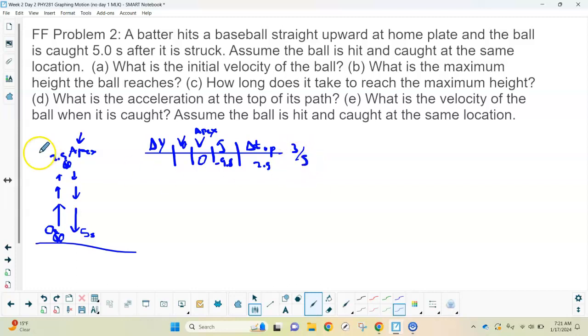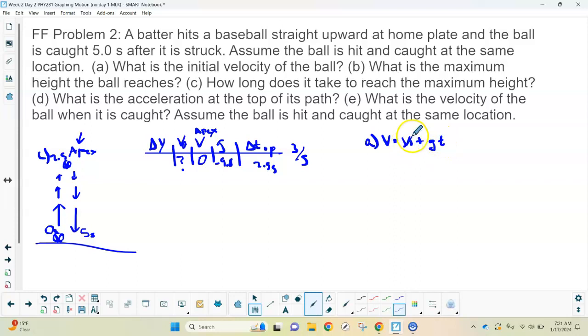We also answered part C, how long does it take to reach the maximum height? So 2.5 seconds up, so it's just half of the total time. We want to know the initial velocity, so that's my question mark. So I want the equation without delta y. So for part A, v equals v naught plus gt.